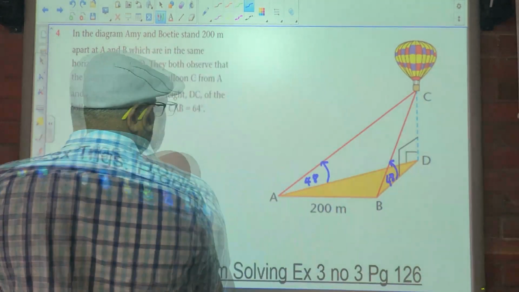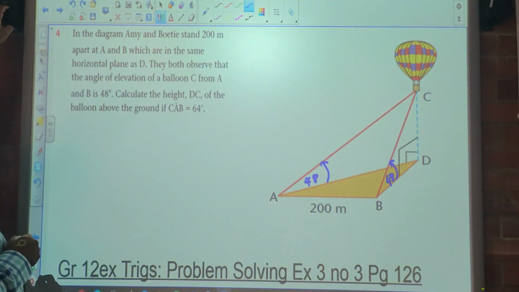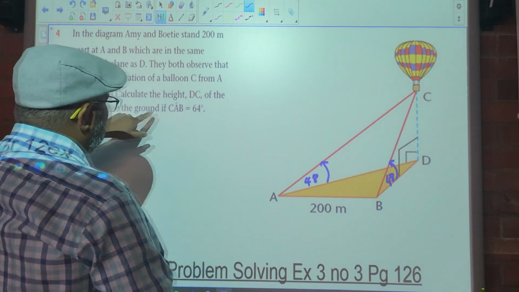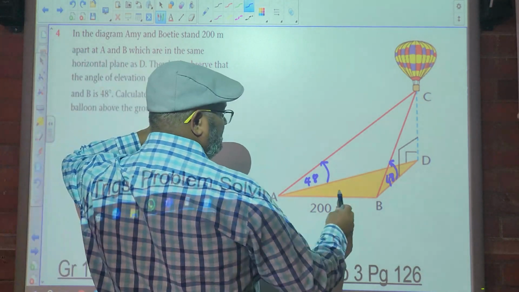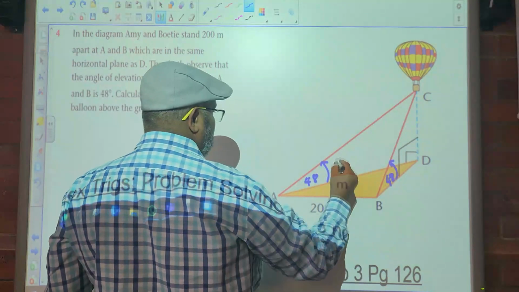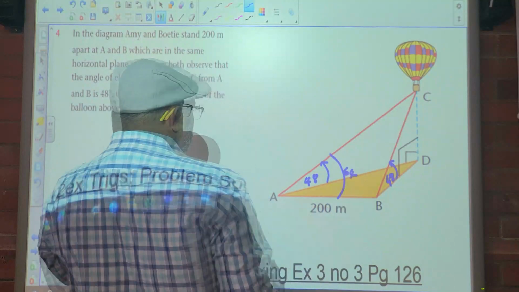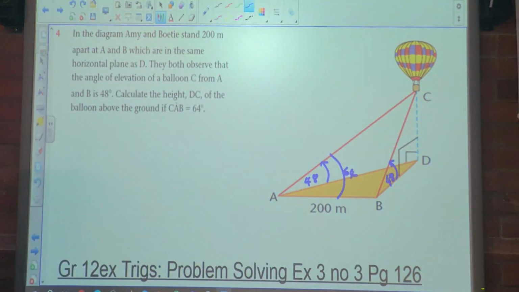Then the question says calculate the height DC of the balloon above the ground if CAB, this whole angle here, is 64 degrees. Okay, so they want you to calculate DC. You all agree with that?